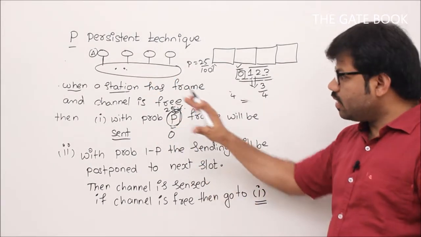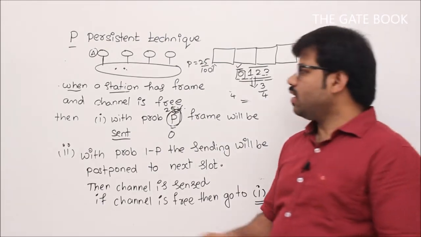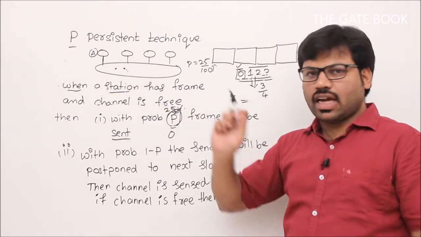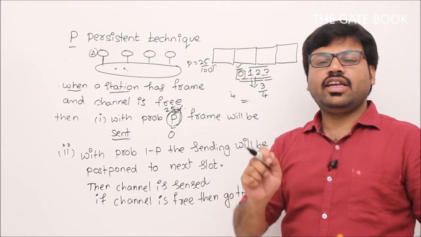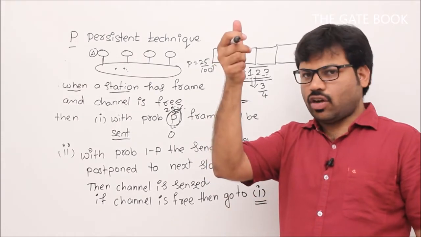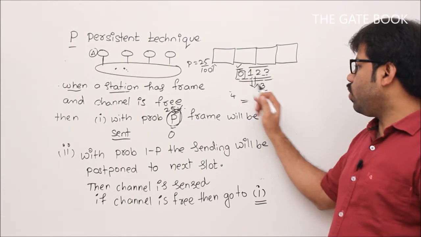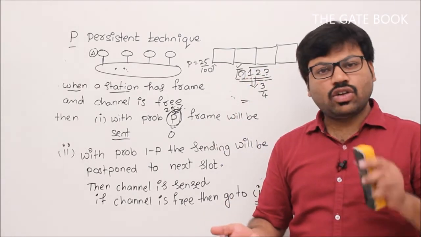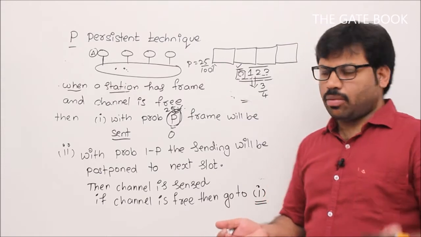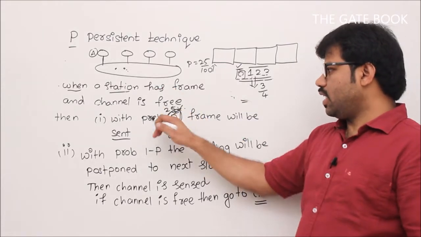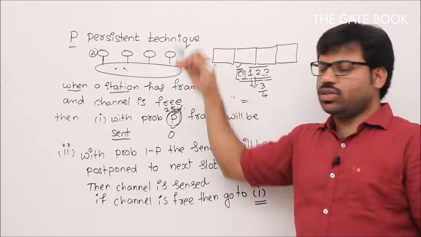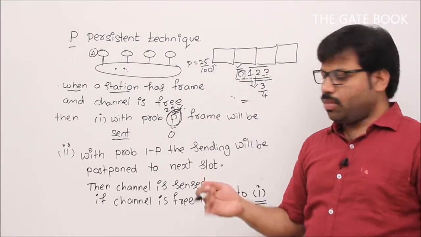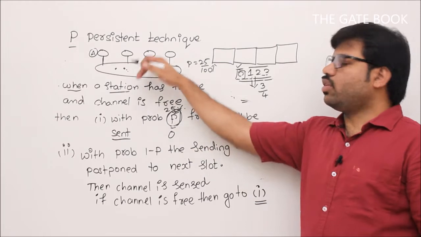Perfect. Now, read the statement again. What I said, whenever a station has a frame, it will sense the channel. If the channel is free, then it is going to generate a random number like tossing a coin. So the output will be 0 or 1 or 2 or 3. If 0 comes, we know that 0 comes with 25% probability. That is what P is for us. In our problem, the P-persistent technique uses this P. So we use that 25% as the probability. With that, we are going to send now.